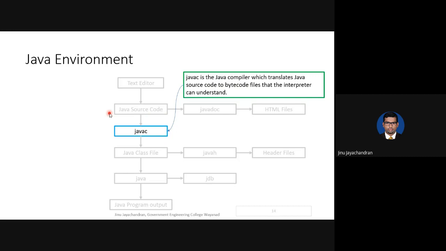Now, once you have the Java source code, you can compile it using the command javac, which will convert the code into something called bytecode. It will give an output file called a .class file. I'll demonstrate how that happens. So the compilation will give the .class file, and if you run this file using the interpreter, you will get the output. So this .class file is actually bytecode.